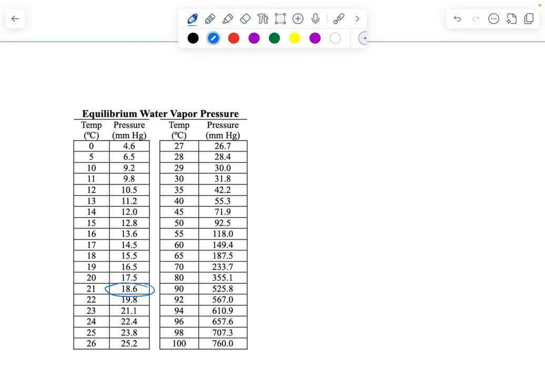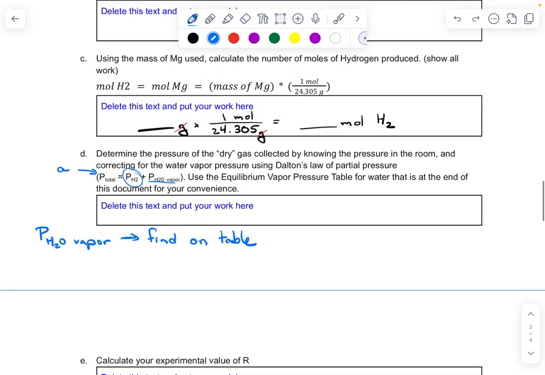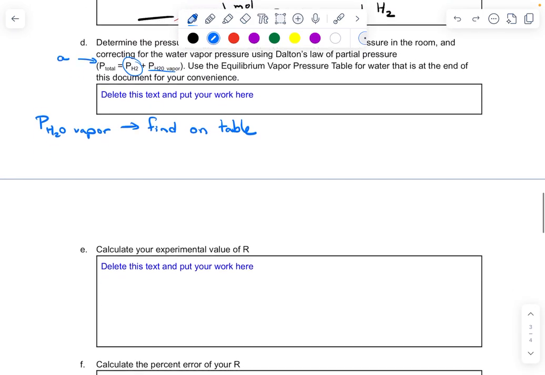Or if you were doing it based off of the video, you would use whichever one corresponds to the temperature that they had there. I don't remember what it was off the top of my head. All right, so you take the temperature, find your partial pressure of water there, and then you should be able to solve for your partial pressure of H2.